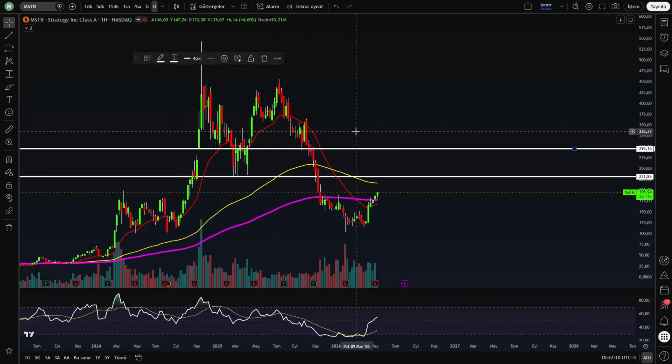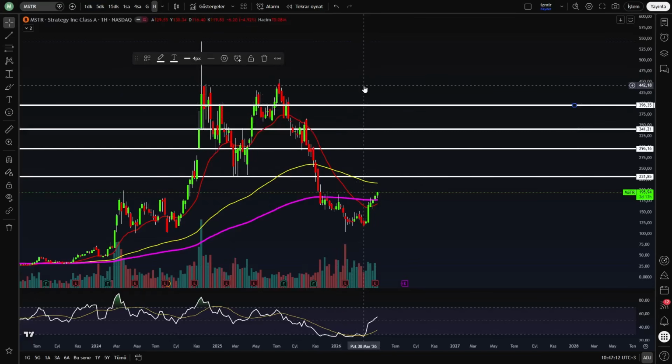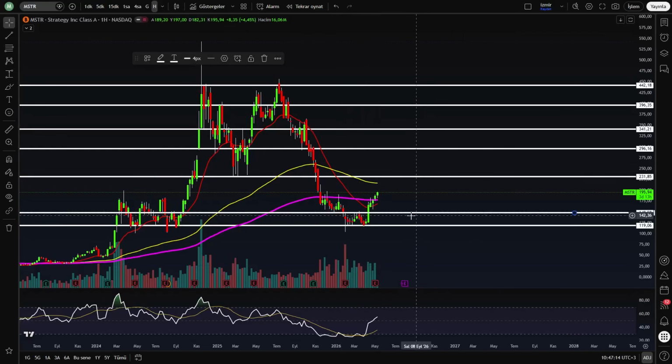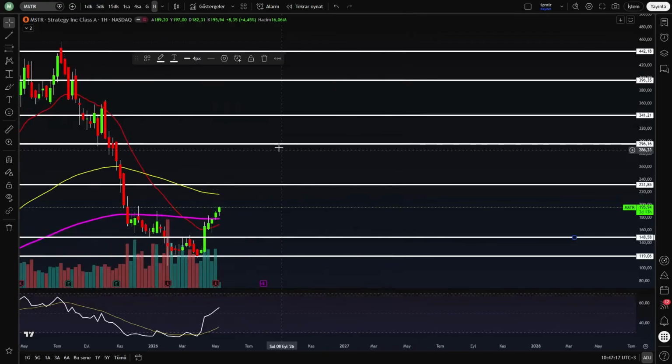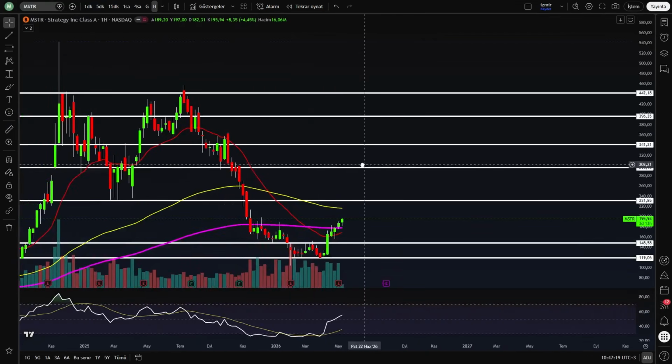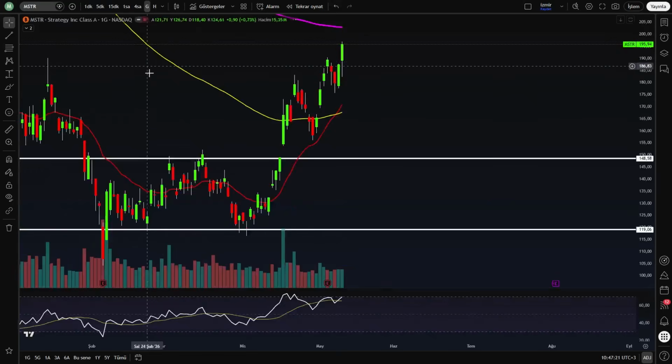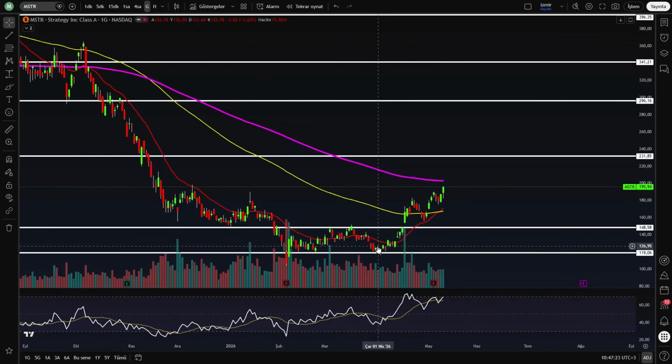Now let us show you our psychological support and resistance levels on the stock. You can roughly draw support and resistances like this, as these can also be critical levels from the past. Now, what could the next technical outlook be?